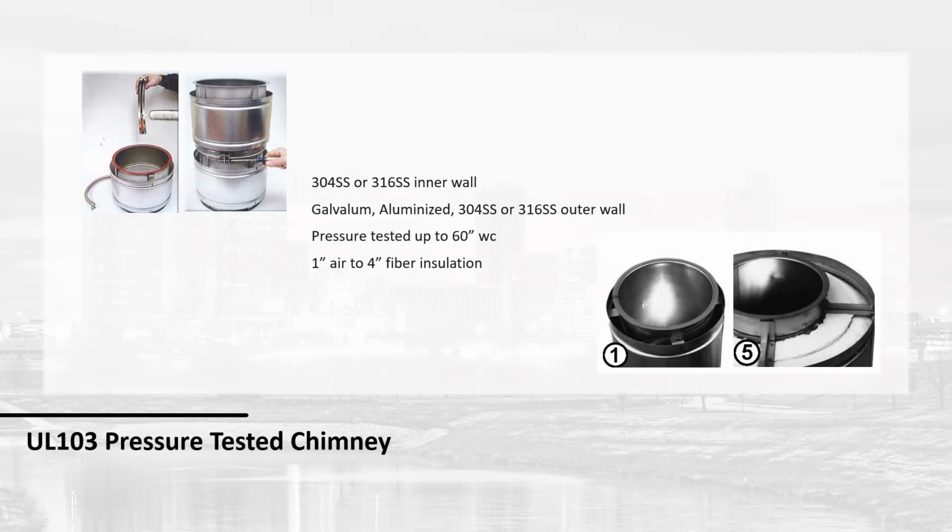It's usually made out of either 304 or 316. Again, aluminized or stainless steel outer. This is pressure tested up to 60 inches. Please do not put that in your boiler specifications. It will blow out the seams.